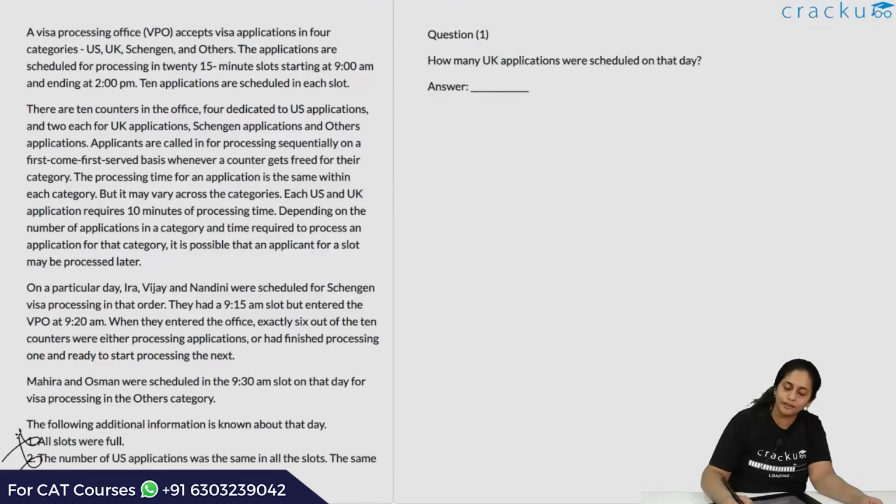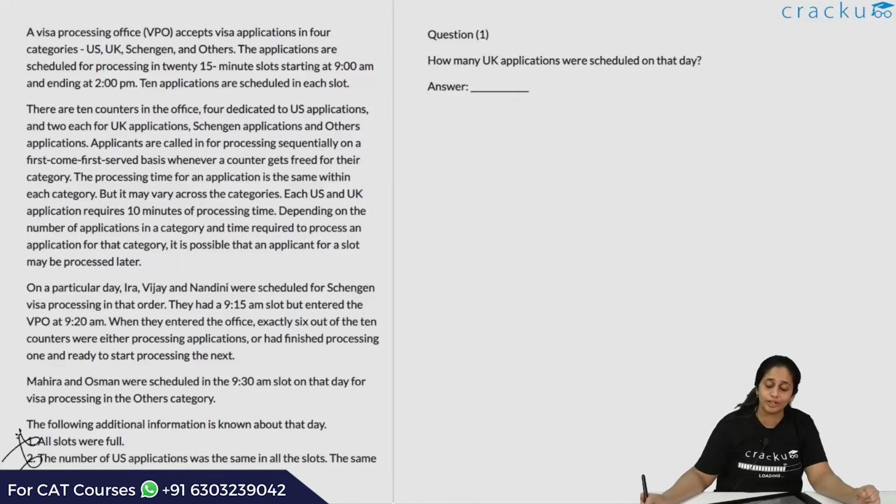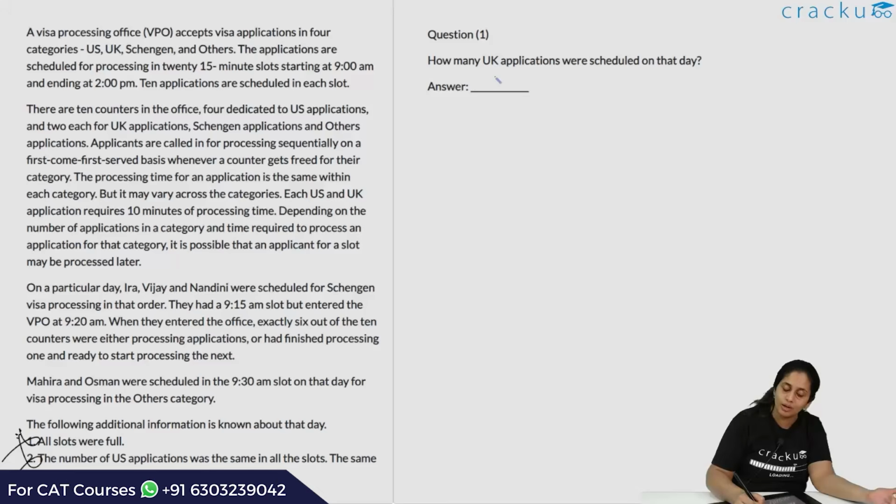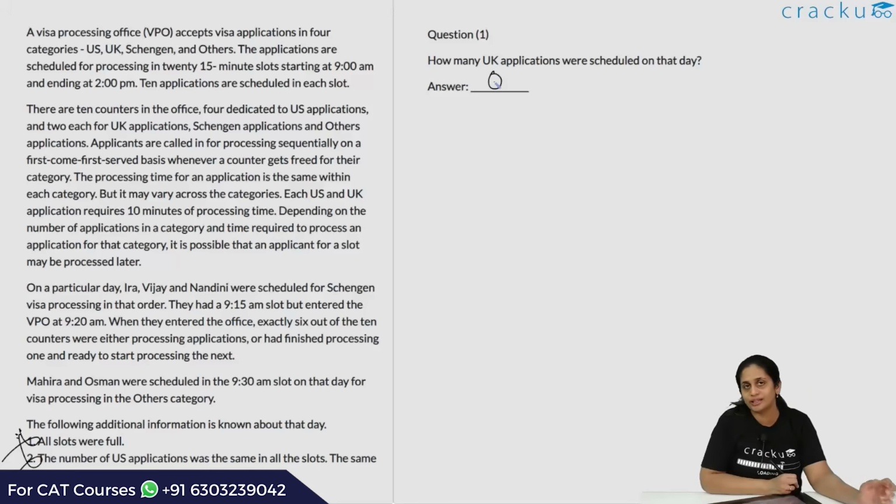So let us go to the first question. How many UK applications were scheduled that day? So we know there were 5 US, 2 Others and 3 Schengen, but 0 UK. Per slot there are 0 and overall also there are 0. So how many UK applications were scheduled that day? 0 UK applications were scheduled that day.